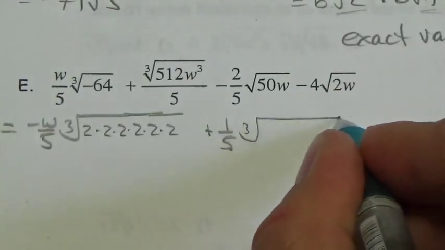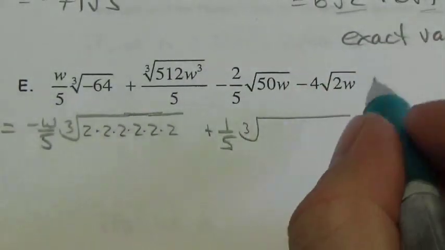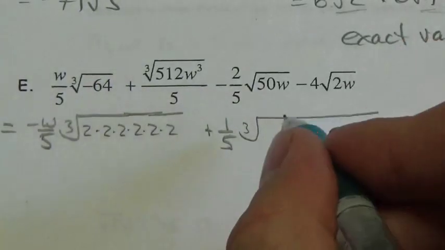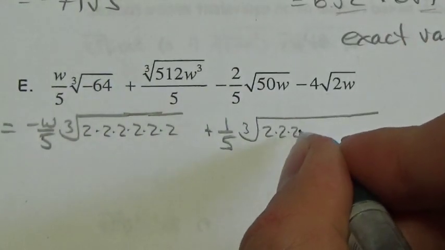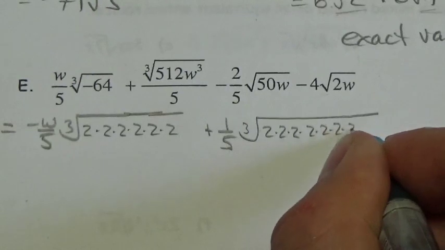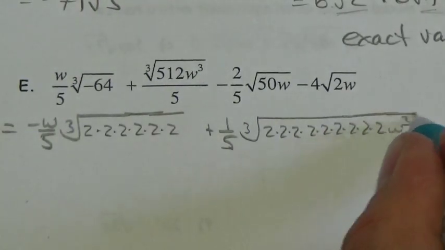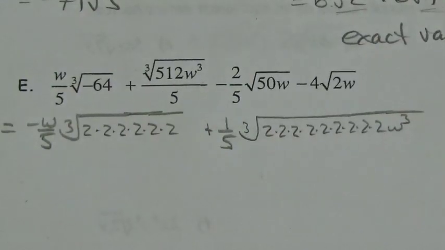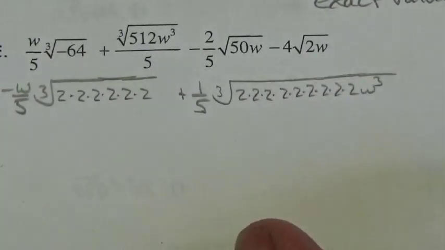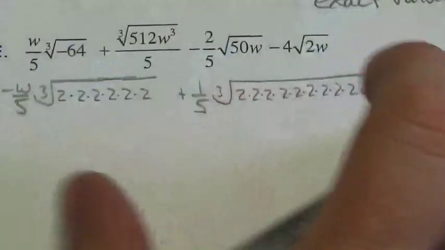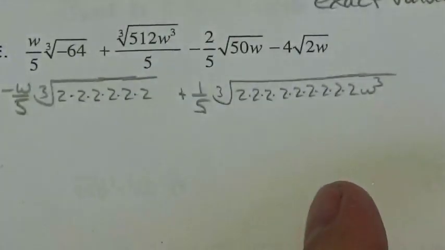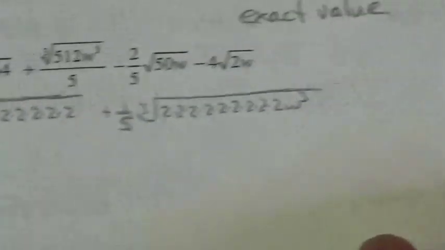This will be the cube root of, okay, 512. Okay, now 512 is going to be 2 times 2 times 2 times 2 times 2 times 2 times 2 times 2 times 2. That's a big one. With a W cubed there. Oy, this is gonna run off my little space here. That's okay. This will clean up in a second. Anyway, let's keep going here.